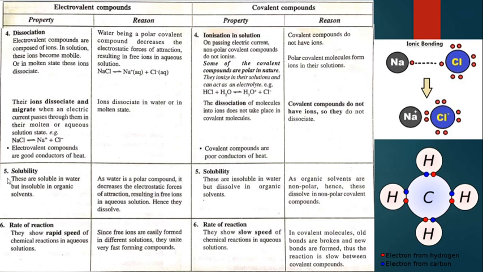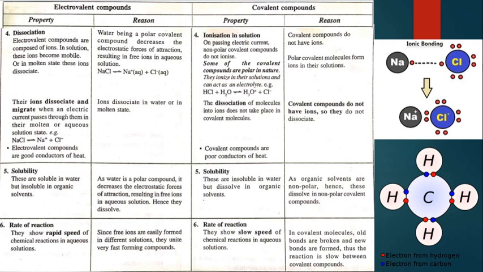The fifth property is solubility. Electrovalent compounds are soluble in water but insoluble in organic solvents. The reason is that water, being a polar compound, decreases the electrostatic force of attraction, resulting in free ions in aqueous solution. Hence, they dissolve. So they are soluble in water but insoluble in organic solvents.